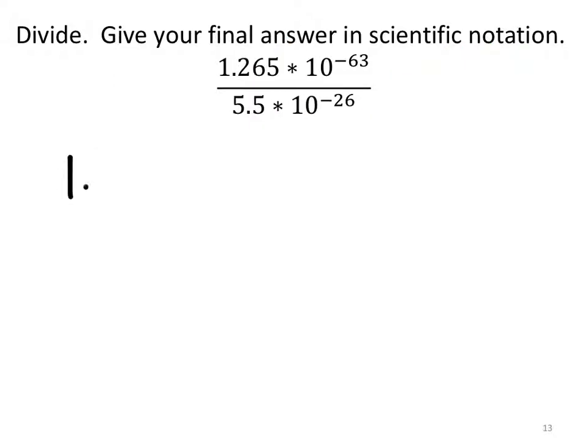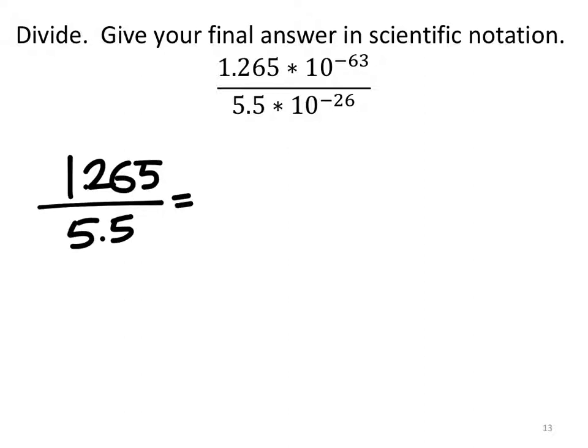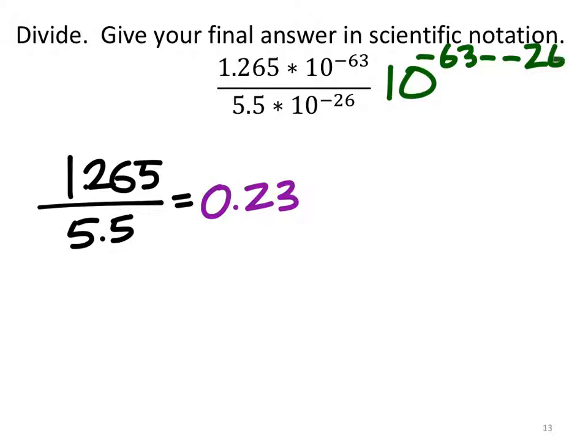So I'm going to take my 1.265 and divide it by 5.5 in my calculator. That gives me 0.23, which we'll address later. Then I'm going to look at my base 10s, and we are dividing the base 10s, so I'm going to take my exponent from the numerator and subtract the exponent in the denominator, which is negative 26. And so I've got base 10, negative 63, that's going to be plus 26, gives me an exponent of negative 37. Now in this one, I've got 0.23.